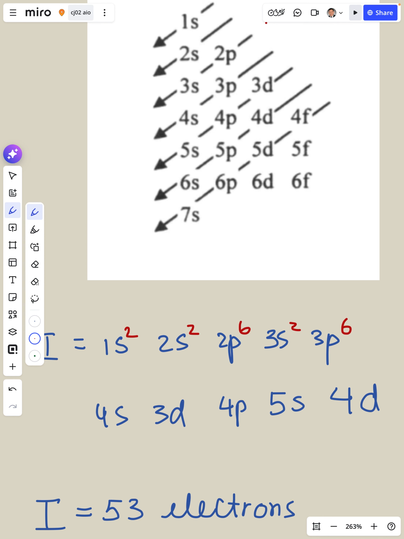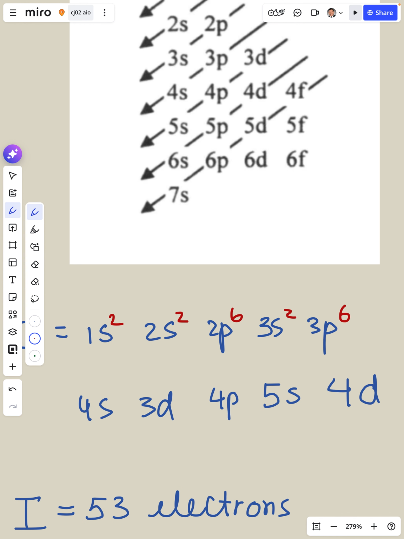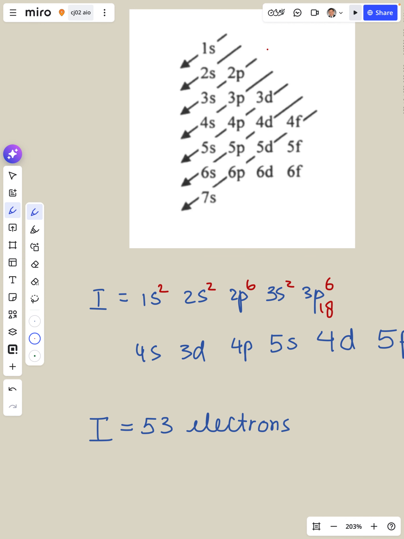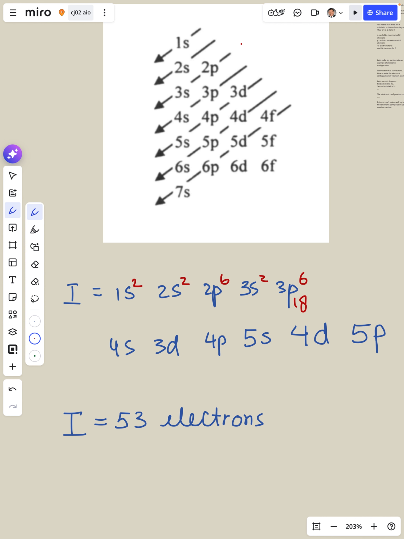Then we try to calculate. We count the total number of electrons. All the way until 3p, we have 2 plus 2 plus 6 plus 2 plus 6. We have 18 here. It is still far below 53, so we need to increase that all the way until 53.